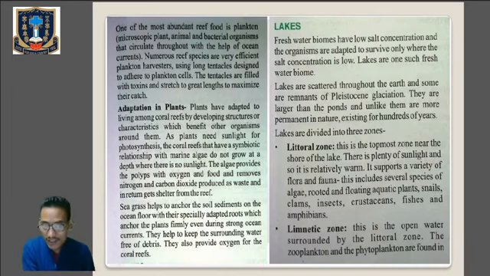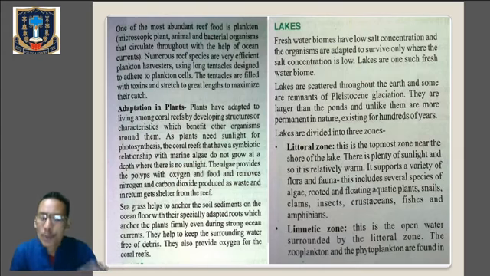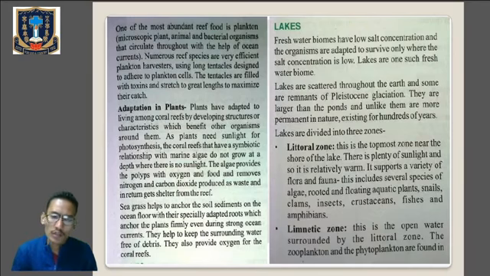So here also we can see the presence of symbiotic association between the coral reef and the plant, that is algae. Seagrass helps to anchor the soil sediment on the ocean floor with its specially adapted roots, which anchor the plants firmly even during strong ocean currents. So we have strong, well developed root systems in plants present in the coral reef biome also. They help to keep the surrounding water free of debris. They also provide oxygen for the coral reef. So these are the important adaptive features seen in the plants that have grown in the coral reef biome. Now the next biome is the lake biome.